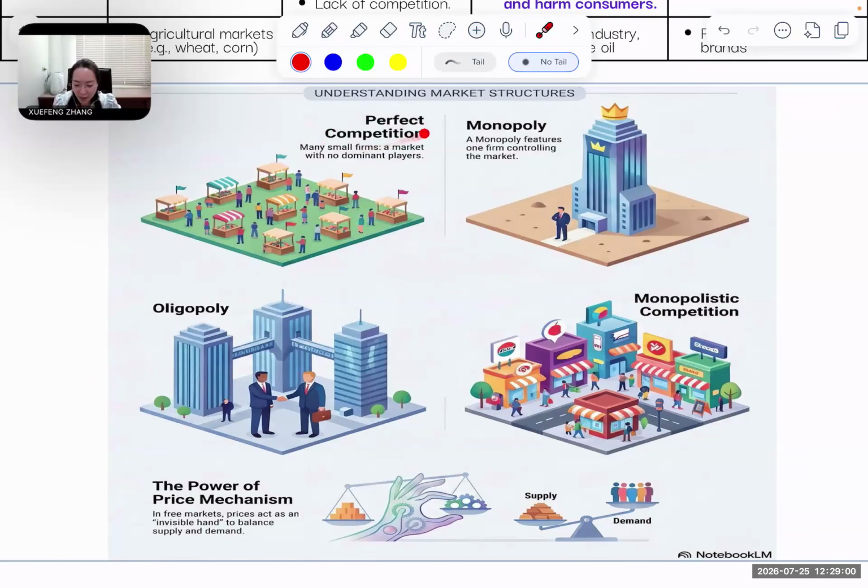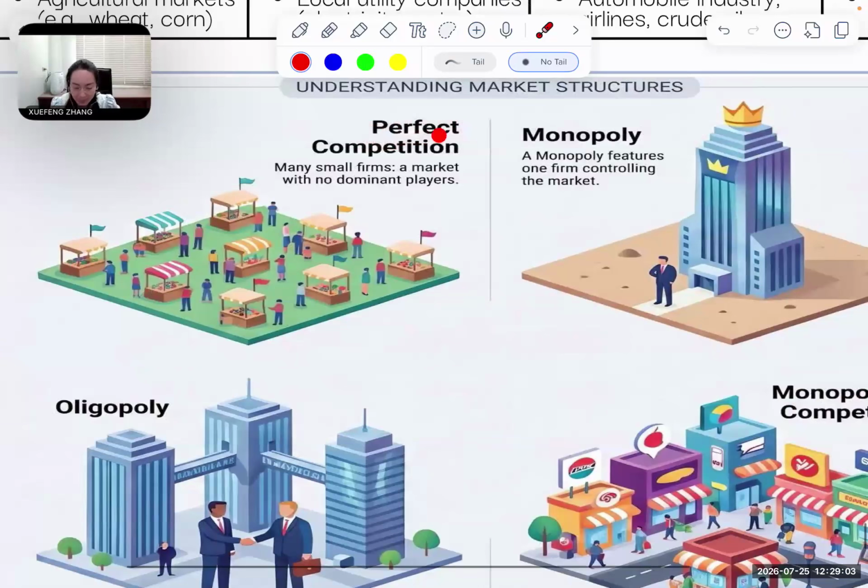Okay, so we have perfect competition, right? The market store scene. Many small firms, a market with no dominant players, lots of small vendors, nobody towering over anyone. Monopoly, there's one tower, one crown, standing completely alone in the desert with no neighbors. That isolation is the point. No competitors nearby. A monopoly, there's only one firm.